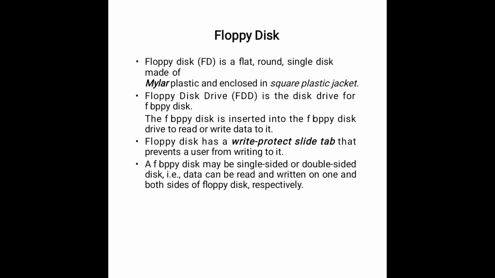So a floppy disk is a flat, round, single disk made of Mylar plastic and enclosed in a square plastic jacket. FDD is the disk drive for the floppy disk. The floppy disk is inserted into the floppy disk drive to read or write the data. It has a protect slide tab that prevents a user from writing to it. A floppy disk may be single-sided or double-sided. It can be read and written on one side or both sides respectively.